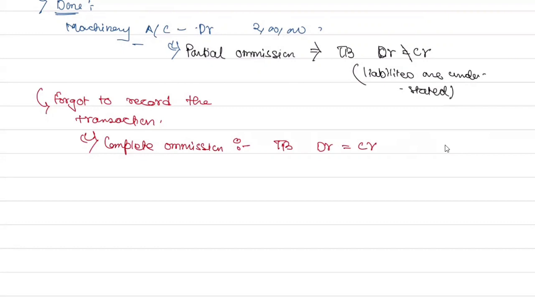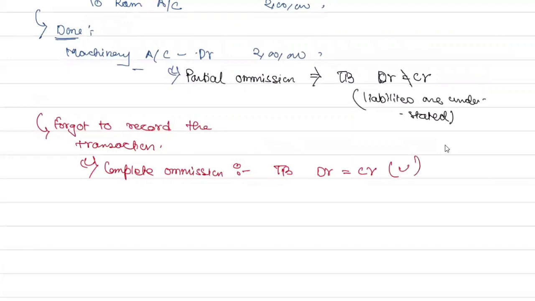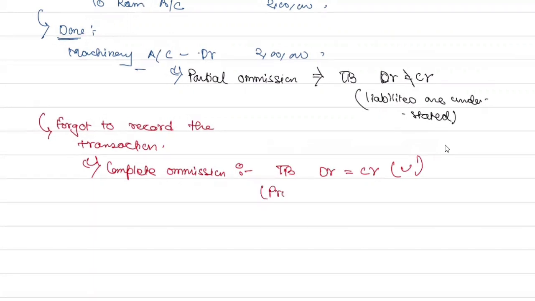No. Yes, it will match, sir, but it would be incomplete. Correct. It will match. Why? Because both debit and credit effects are not given. But don't you think it will match, but my profits will be higher? Because my expense is understated. Correct?